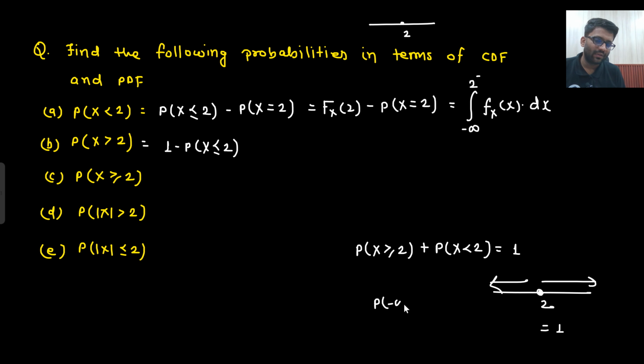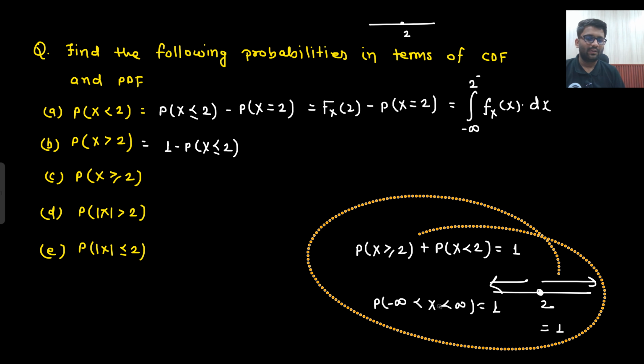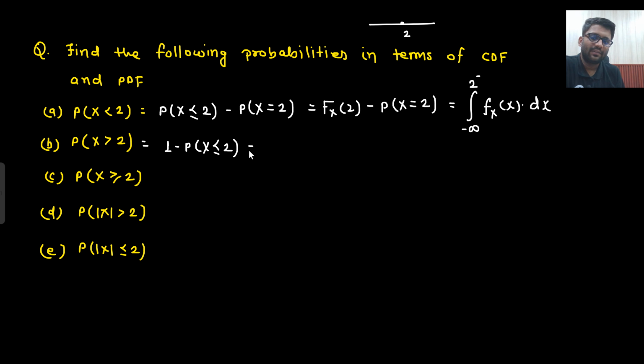If I ask you probability from minus infinity to infinity, what is that? That is 1. And it can be broken like this: x greater than 2 plus x less than or equal to 2 should be equal to 1. So probability of x greater than 2 would be 1 minus probability of x less than or equal to 2, and it can be written as 1 minus Fx of 2. And what about in terms of a PDF? So what do you need to do?